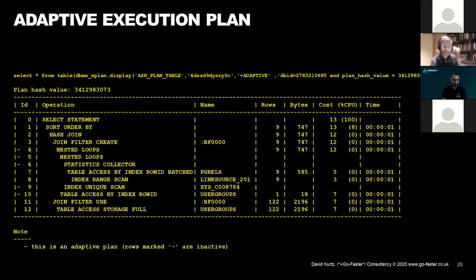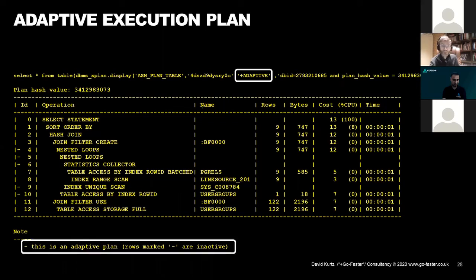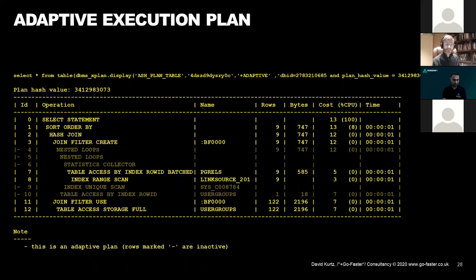So here's my full plan with the adaptive keyword. The note has changed. It now says rows marked with a minus are inactive. So you can see the stats collection operation, which is where Oracle looks at how many rows were actually returned and then makes a decision. And here, what it's done is it's chosen between the hash join and the nested loop. And this is actually probably the most common transition you'll see with adaptive plans. So those lines I faded out, they're not in use. And what I'm left with is the same 7 lines that you saw in the previous execution plan.